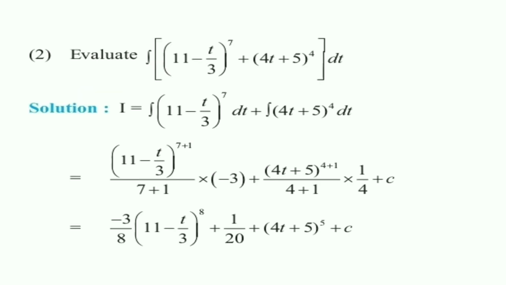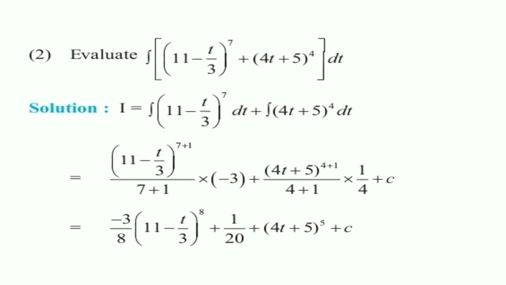Example 2. Evaluate the integration of ((11 - t)/3)^7 + (4t + 5)^4 dt. Solution. I equals the integration of ((11 - t)/3)^7 dt plus the integration of (4t + 5)^4 dt.